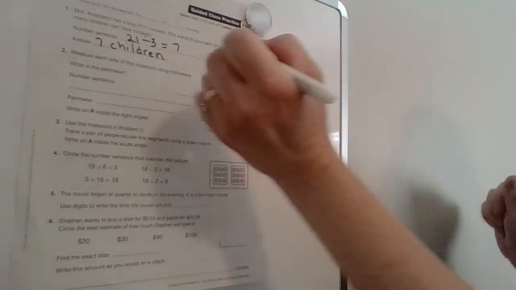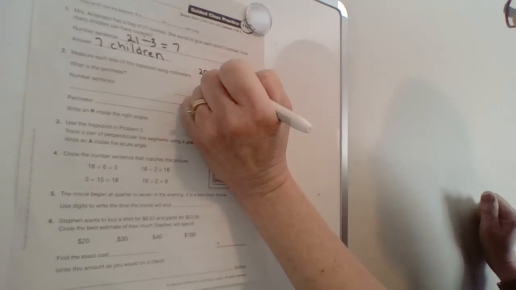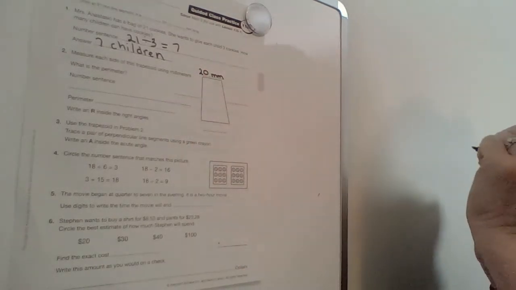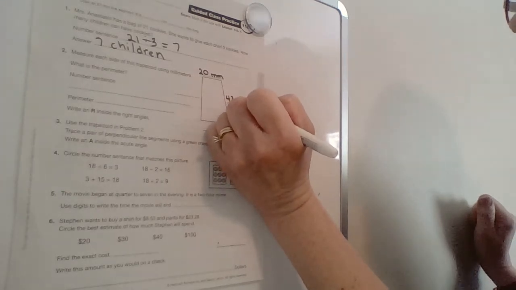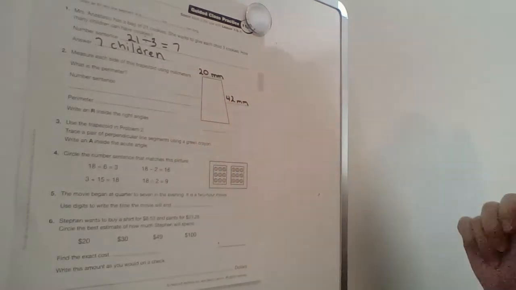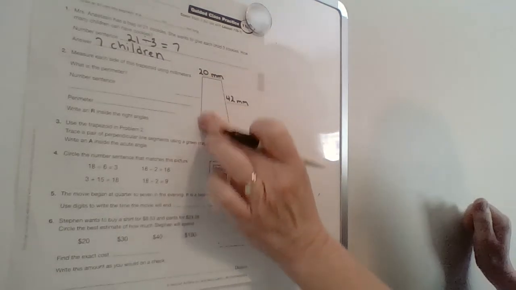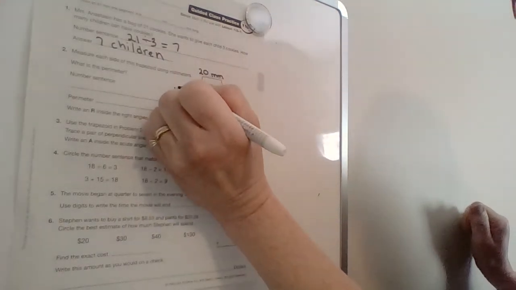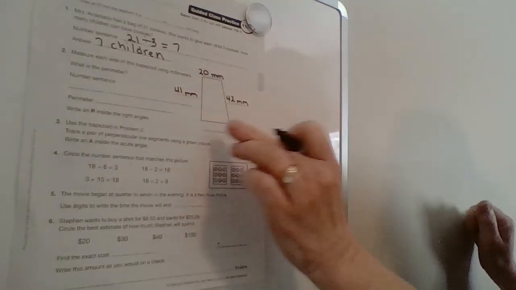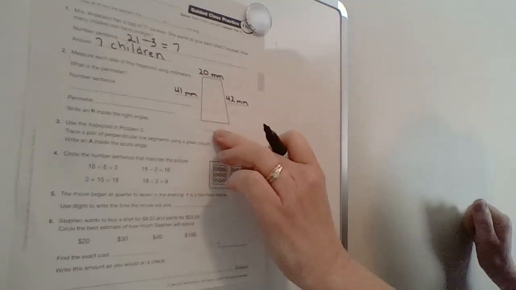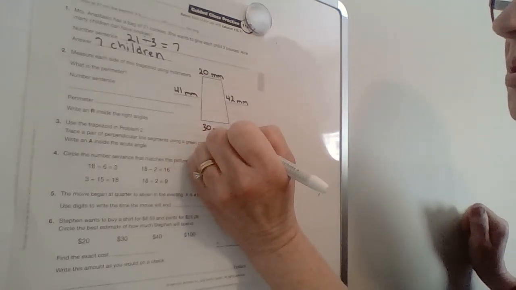All right, so here's what you should have gotten. Up here, you should have gotten 20 millimeters. And here, we should have gotten 42 millimeters. And over here, we should have gotten 41 millimeters. And how about down there? You should have gotten 30 millimeters.